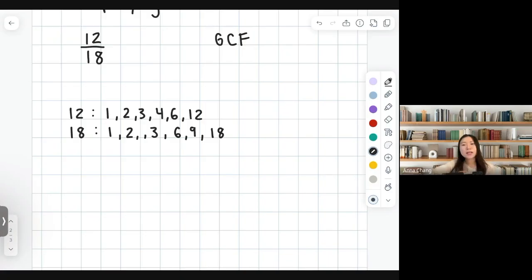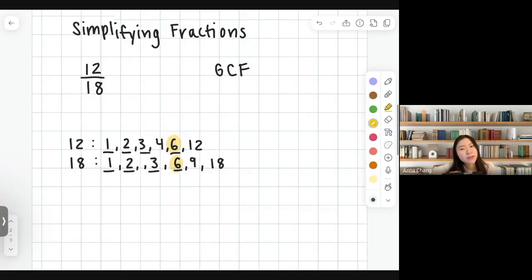Looking at my two lists here, I see a number of values that are shared between the two lists, including 1, 2, 3, and 6. These are what we call the common factors. However, for GCF, the greatest common factor, we're only interested in the largest number shared between those two lists, which is 6.